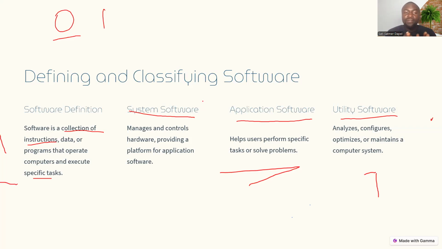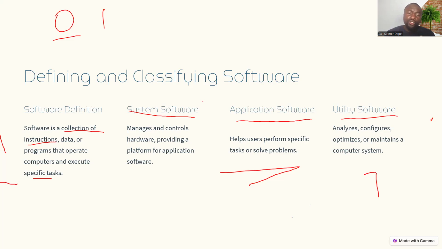So when you are classifying software, there is what we call the system software. The system software manages and controls hardware, providing a platform for application software. It also helps in the interconnection and communication between hardware devices. If a flash drive wants to talk to a printer, it is the system software. If you install a mouse or a keyboard on your system and they need to talk to each other, it requires system software.